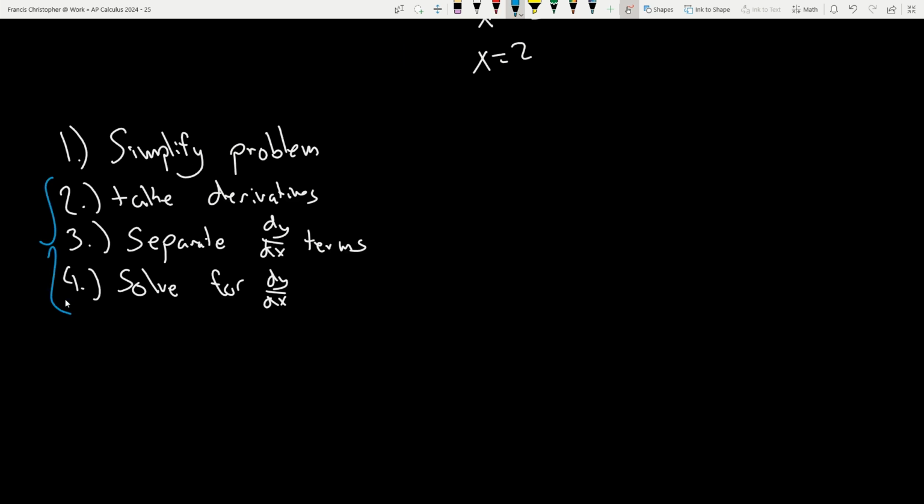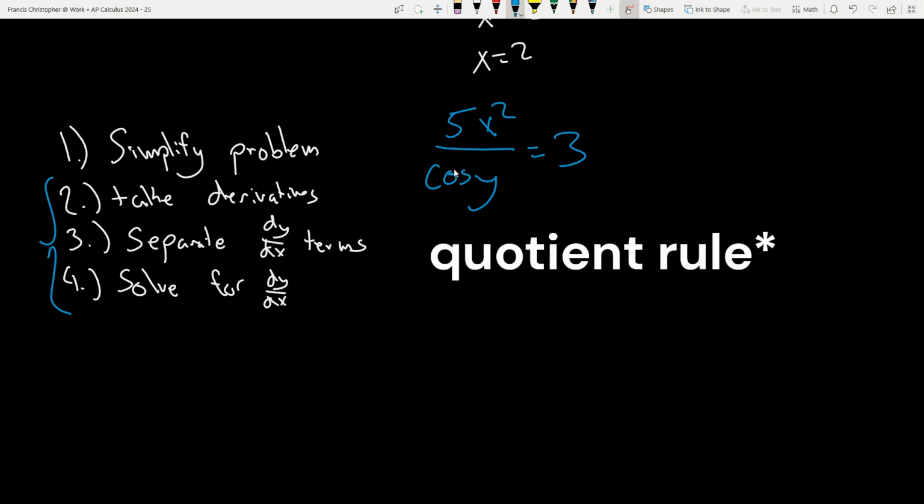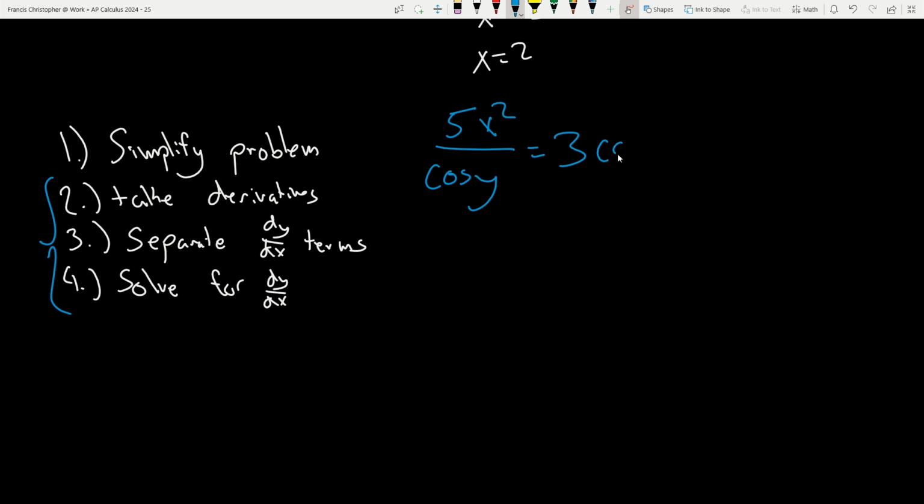So these steps are given to you by Flip Math, I'm pretty sure, but I also added this simplified problem just in case, because, for example, if you have something like 5x squared over cosine y equals 3, I doubt you want to use power rule. So before you do any derivatives, you can multiply both sides by cosine y, and this is much less annoying. But then we go ahead and take the derivative.